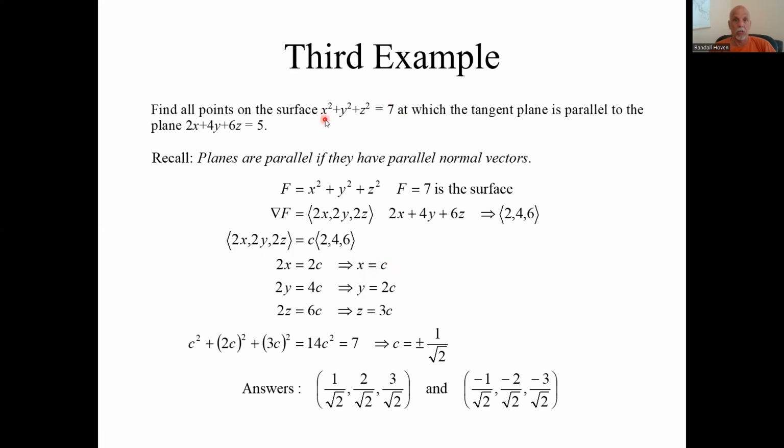x equals c, so I have c squared plus 4c squared plus 9c squared, which is 14c squared, and that has to equal 7, which means c squared equals 1/2. I have two possibilities for c, so I have two points. It asks for all points, not just any point. Here are the two possible points at which the tangent plane is parallel.